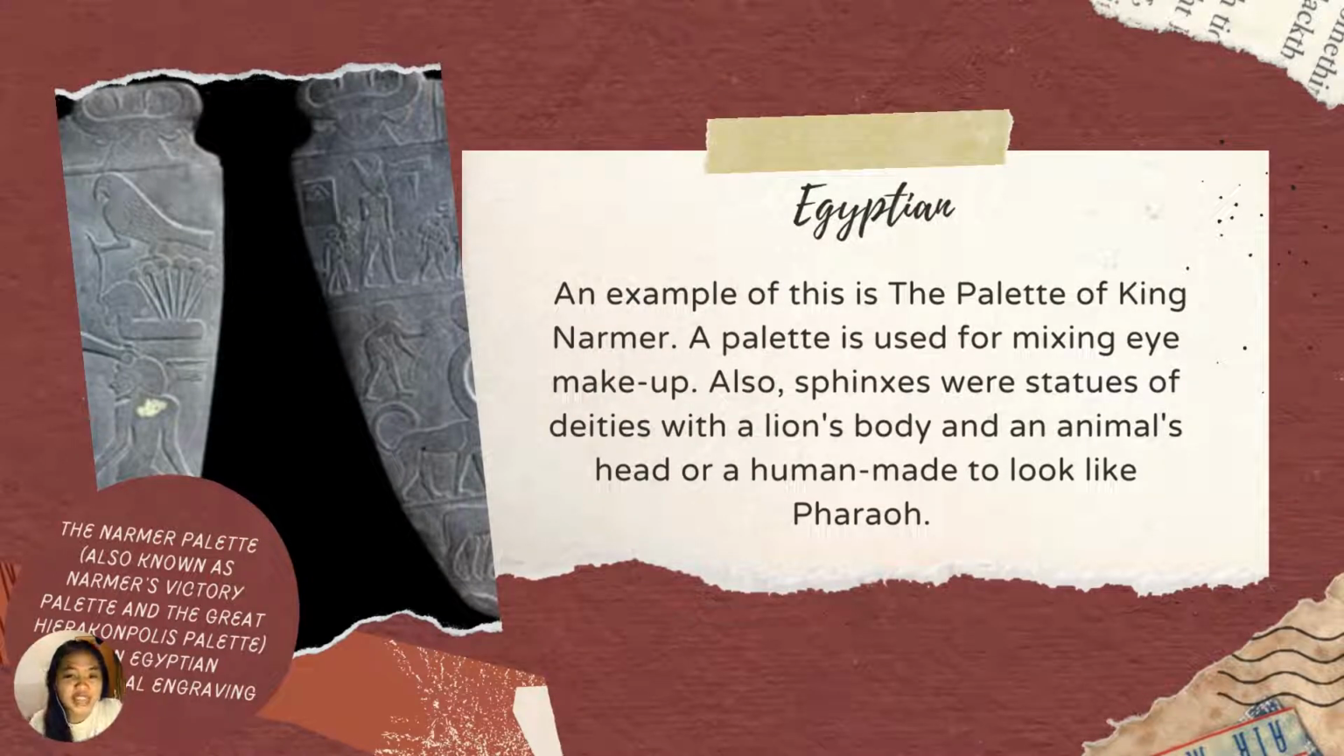In Egyptian, an example of this is the palette of King Narmer. A palette is used for mixing eye makeup. Also, sphinxes were statues of deities with a lion body and an animal's head or human-made to look like Pharaoh. Egyptian sculpture linked sculpture as an artistic requirement to everything that they build and believe, the statues of their gods would come to life.